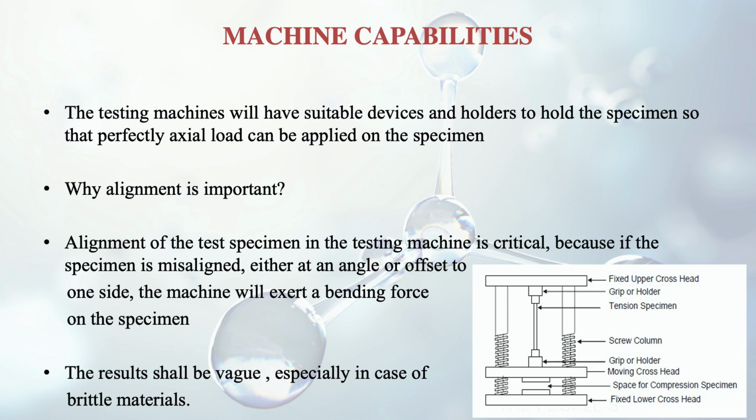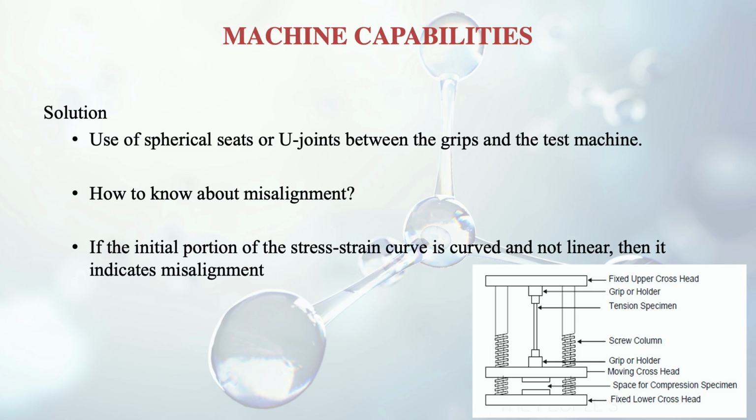So that's why the question arises, why is alignment so important? Alignment of the test specimen in the testing machine is very critical, because if the specimen is misaligned either at an angle or offset, then the machine will exert a bending force on the specimen, and then we will get vague results and we will not be able to get the material properties, especially in the case of brittle materials. So what is the solution to avoid this bending effect? We will use spherical seats or U-joints between the grips and the test machine.